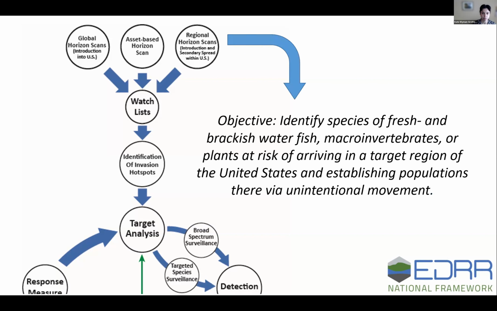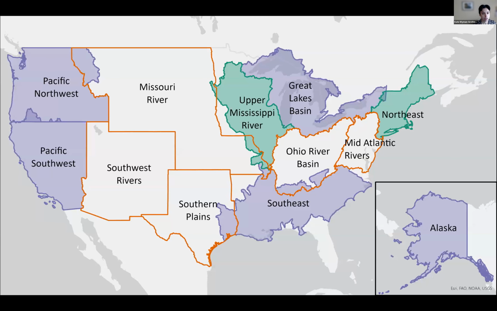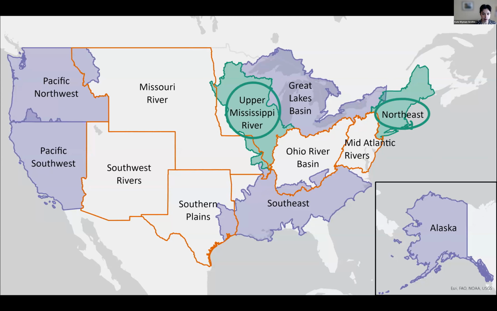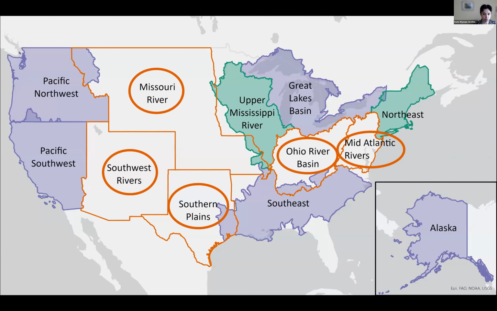Our objective with each regional horizon scan is to identify species of fresh and brackish water fish, macroinvertebrates, or plants at risk of arriving in a target region of the United States and establishing populations there via unintentional movement. We have completed 5 regional horizon scans since 2019. We have 2 ongoing, and we have 5 more planned.